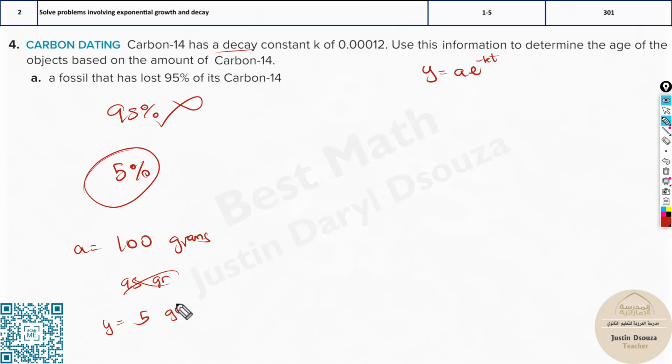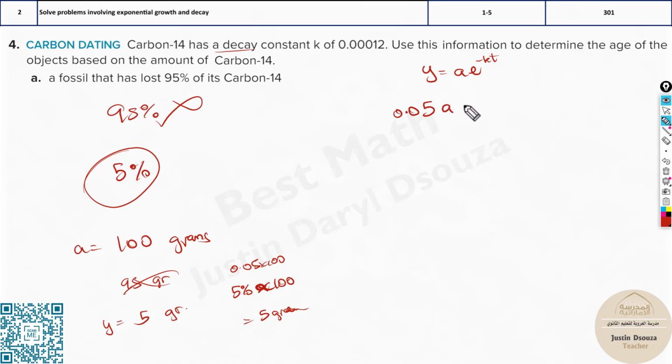That's it. Or you can always write such things as 5% of A, of the initial amount. 5% multiplied by A, which is 100 grams, you will have 5 grams. So this is the trick over here. Always remember, you should know how much is remaining, not the lost, how much is there. So if 95 is lost, only 5% is there. So 5%, that is 0.05. 5% is always 0.05. 0.05 times 100, that'll be 5.